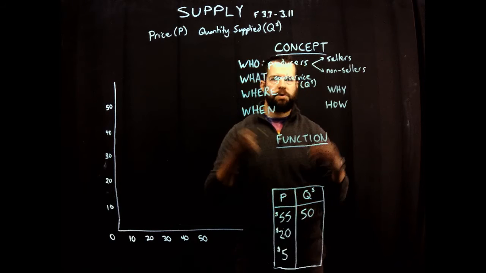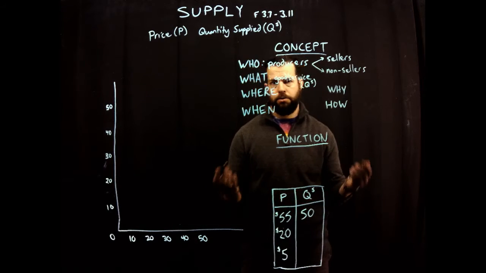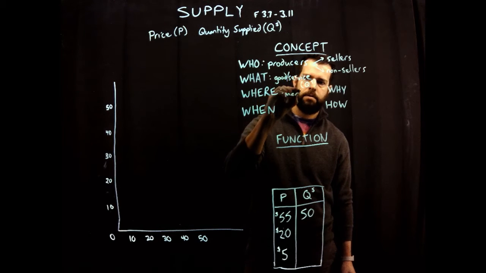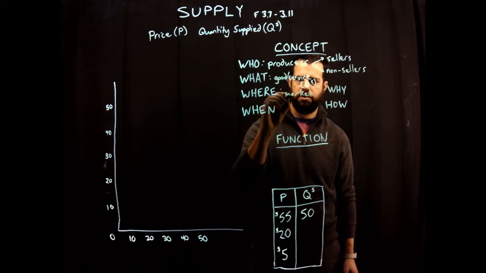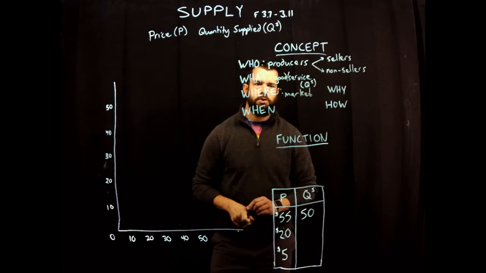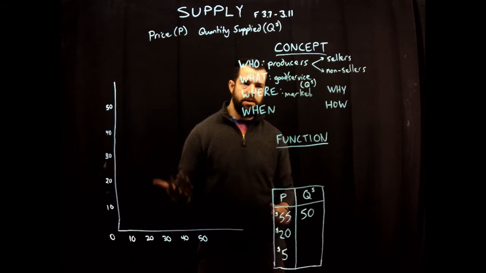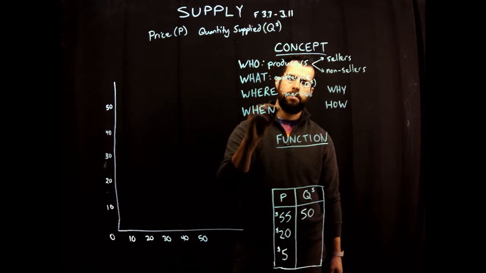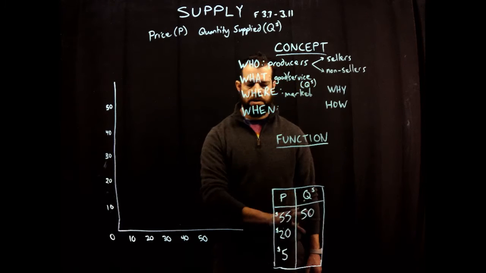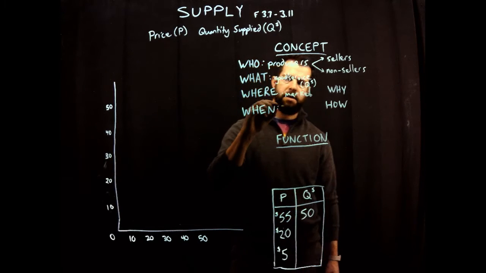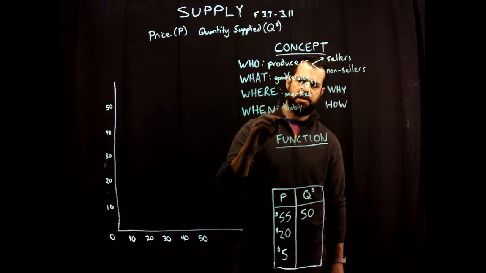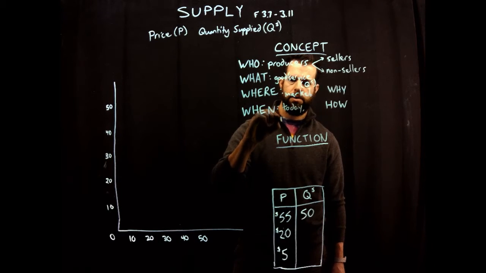Where do producers get to be sellers or non-sellers? Again, in a market. That's where they're going to meet consumers, who are going to make up the other side of the market, which is the demand curve. When? What you're going to see on this schedule and in this graph is what is current, so think in terms of today, and it's going to be measured in per units, per period.